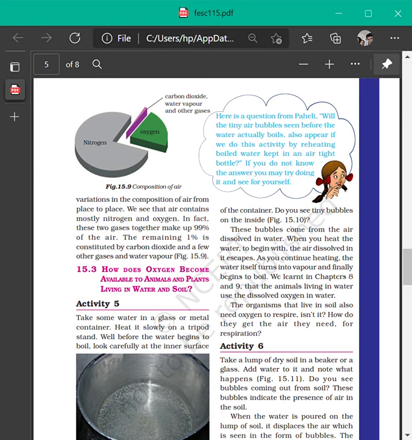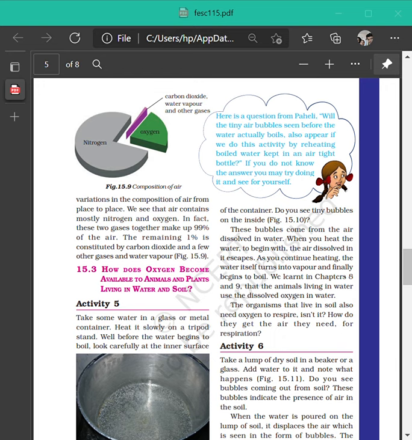These bubbles come from the air dissolved in water. When you heat the water to begin with, the air dissolved in it escapes. As you continue heating, the water itself turns into vapor and finally begins to boil.